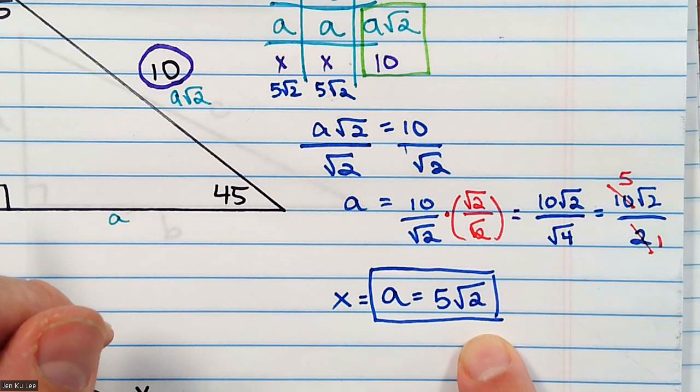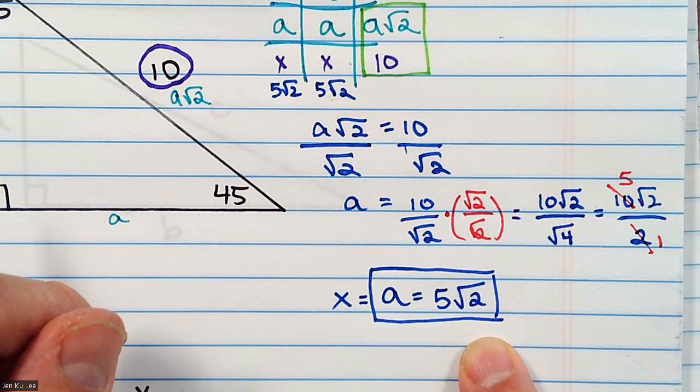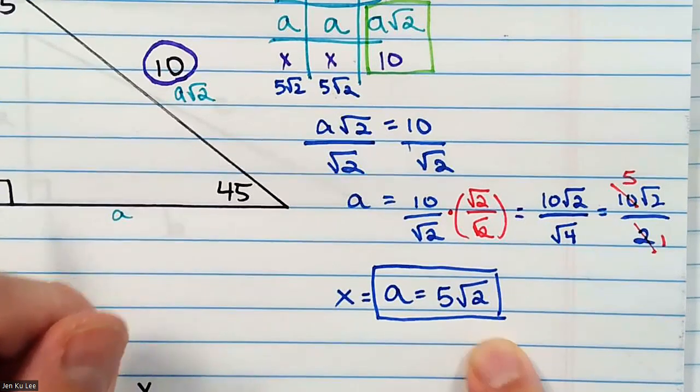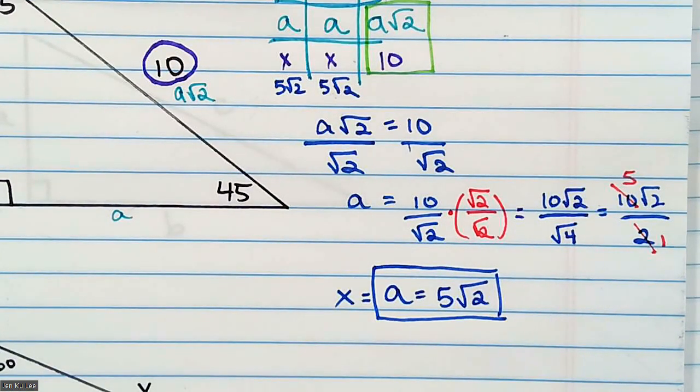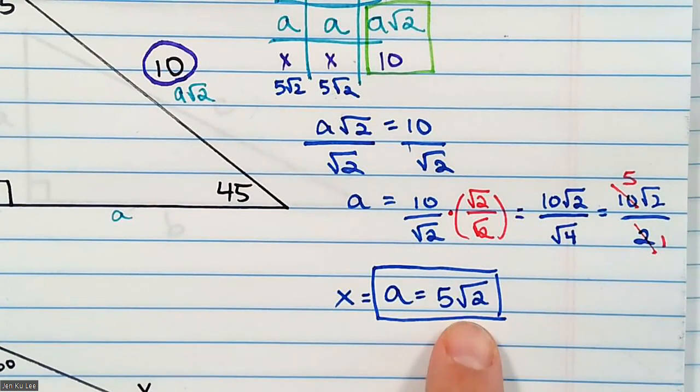No, it's a 5 square root of 2. What was your question? Oh no, 5 square root of 2 is not 2.5. 1.41 is square root of 2, times 5, that's 7 point something. You don't have to put it in a decimal. You don't have to put it in your calculator. You can just leave it like this.